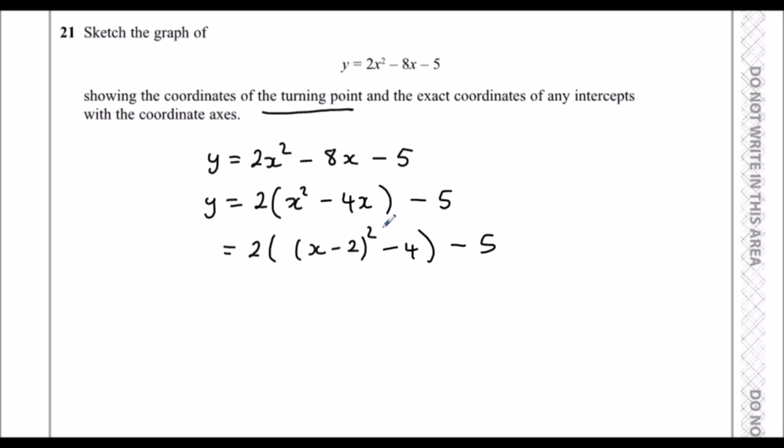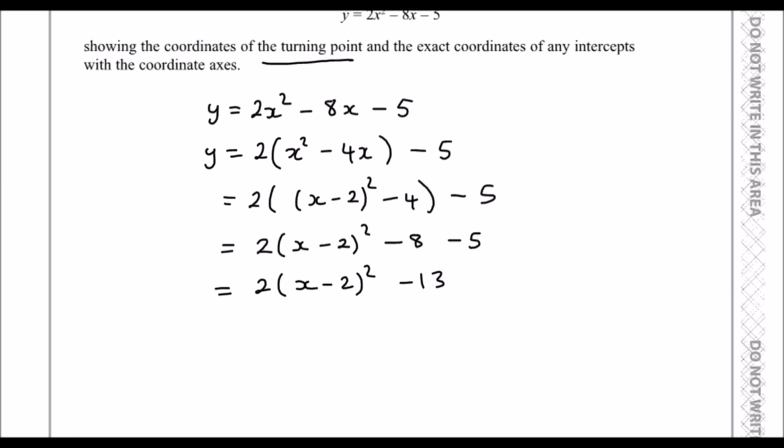So x minus 2 squared, take away 4, is the same as x squared minus 4x. If we expanded it, we would end up with the same thing. Now I'm going to expand this bracket back with a 2 again. So 2 times x minus 2 squared is 2 times x minus 2 squared. 2 times negative 4 is negative 8. And we've got a minus 5 as well. So it's 2 times x minus 2 squared minus 13.